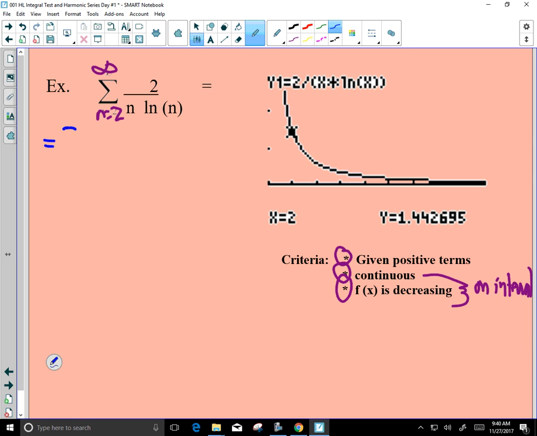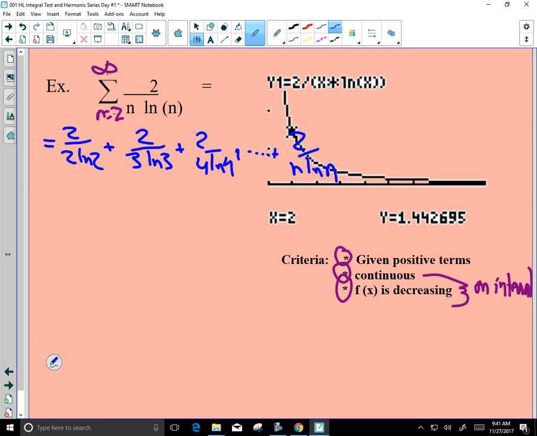This is going to be equal to 2 over 2 times the natural log of 2, plus 2 over 3 times the natural log of 3, then 2 over 4 ln of 4, all the way to 2 over n ln of n. That's the series that we're looking at. Does it converge? Does it diverge? What do you think? How many think yes? How many say no way? How many of you don't know? Well, that's honest. Good. I like honest.